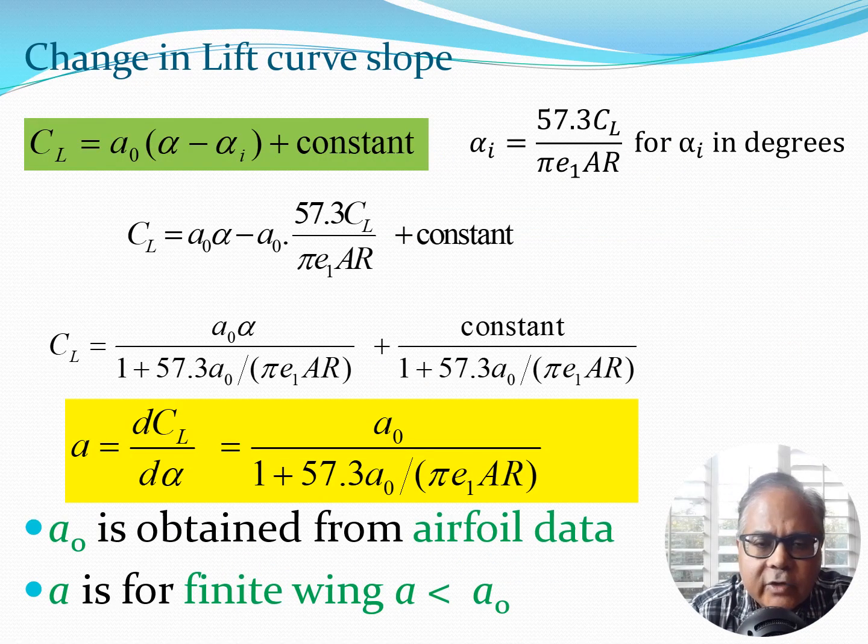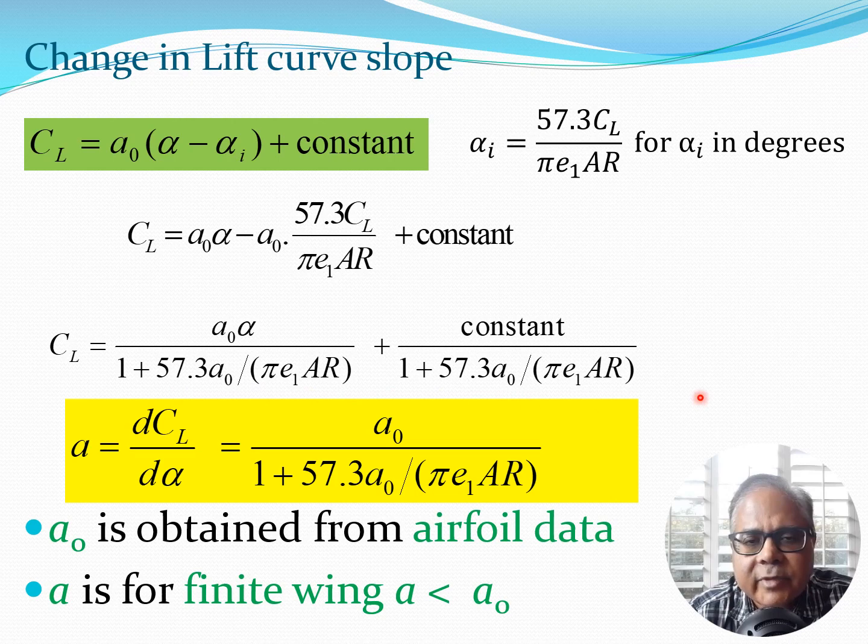So we are going to try to now get a relationship between these two lift curve slopes, that is the lift curve slope for the finite wing and the infinite wing. So let's start with this equation here, and we also recall that alpha I can be given in this form if I consider alpha I to be in degrees, and then I can immediately substitute this in the CL equation and I get this equation here. So all I have done is I have substituted alpha I into this equation and expanded it out.